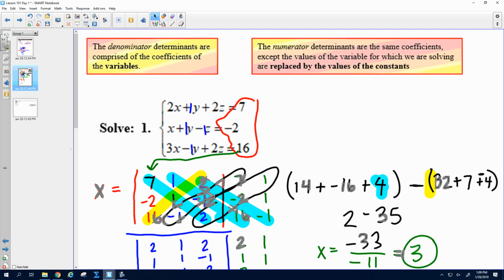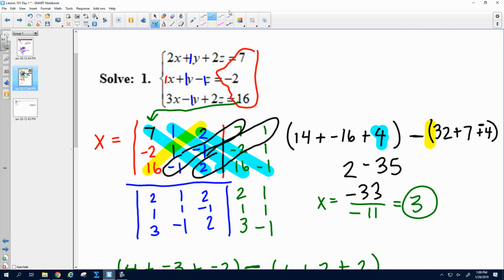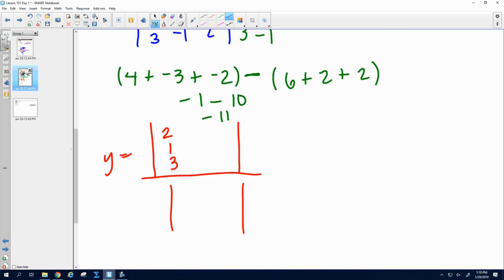So if I want to find y, I'm going to replace the y column with the answer column. So first I write the x's like normal, 2, 1, and 3. So this would be 2, 1, and 3. And I'm going to change colors just to remind you that we rewrite the y's as 7, negative 2, 16. So my middle one should be 7, negative 2, 16.